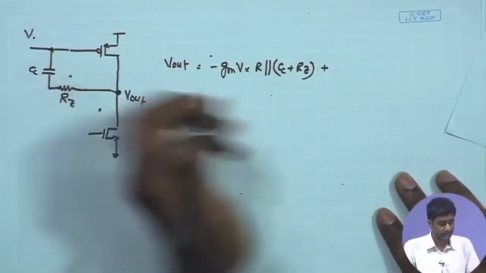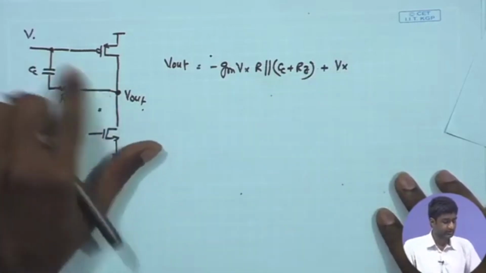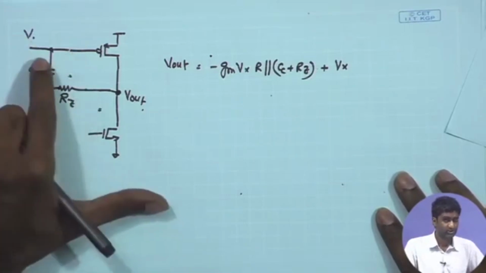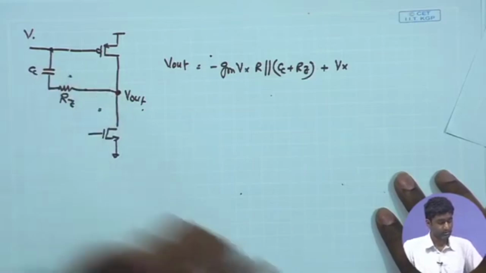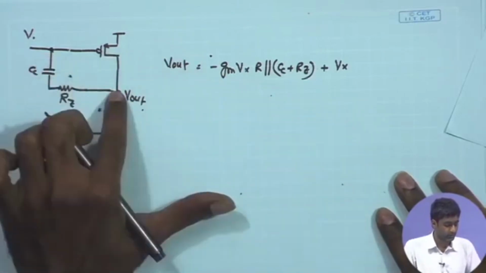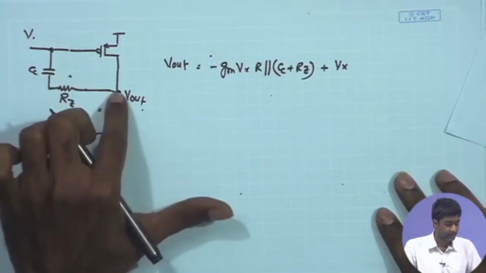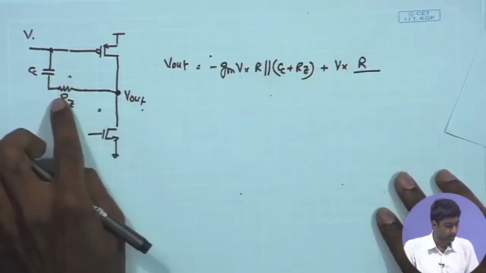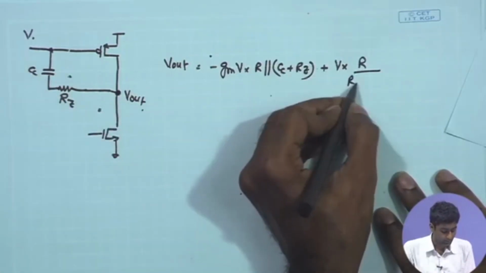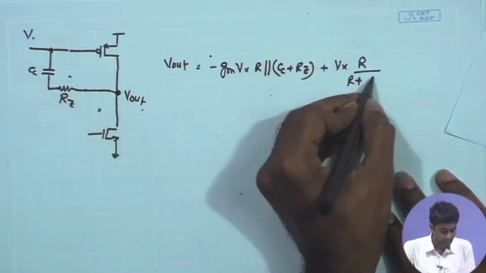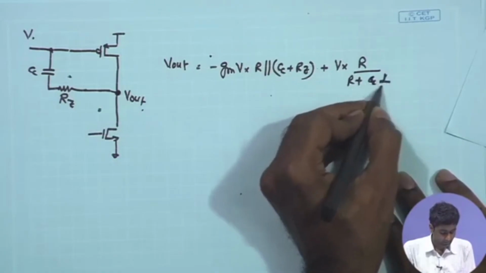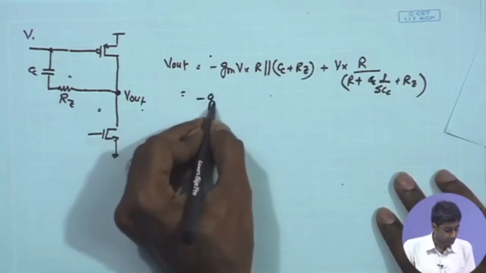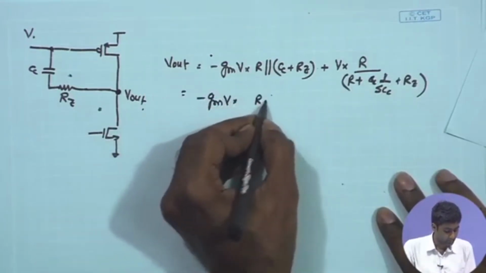The second path is again going to take into consideration the path through Cc and Rz. While considering the second path, we assume that the MOSFET gate is at AC ground. We do not have any signal applied over here, and the signal is propagating only through this path. As a result I have the voltage division between the Cc Rz combination and the effective R at this point, that is, between R and the combination of 1 upon SCc plus Rz. We can try to solve this and look at the overall expression.